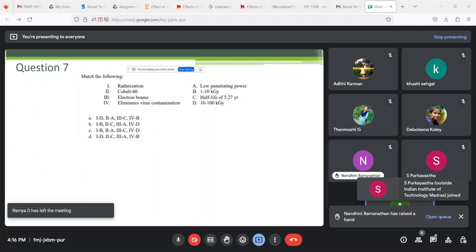So we'll start with radioization. What is radioization? So there are three different procedures of food irradiation. One is radappertization, radurization, and radicidation. This was covered in, I think, lecture 14.